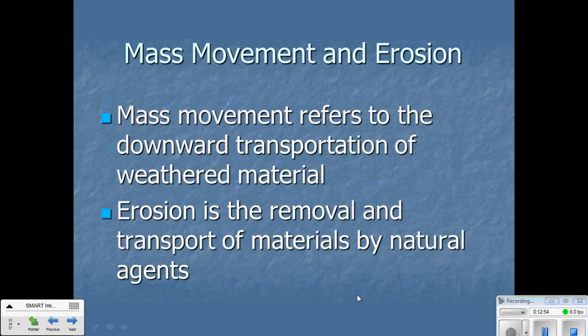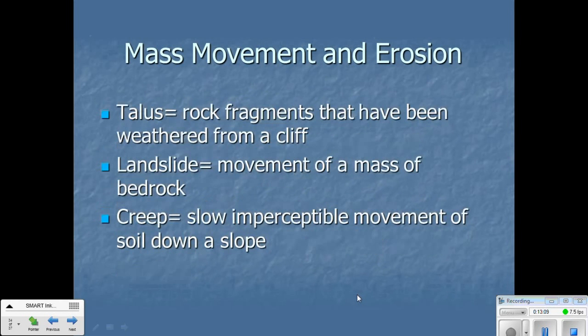Mass movement and erosion. Mass movement refers to the downward transportation of weathered material. So we're talking about moving a whole lot of stuff all at once. Erosion is the removal and transport of materials by natural agents, which hopefully you knew by now. Talus are rock fragments that have been weathered from a cliff. A landslide is a movement of a massive amount of bedrock down the side of a mountain, typically. Happens a lot in California or where we have a lot of rain.